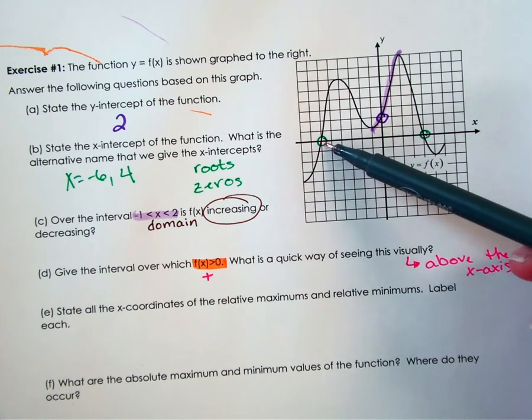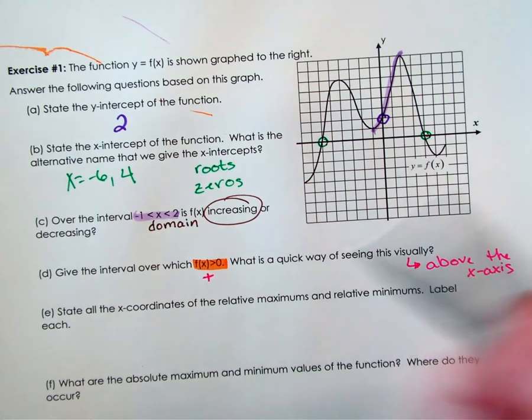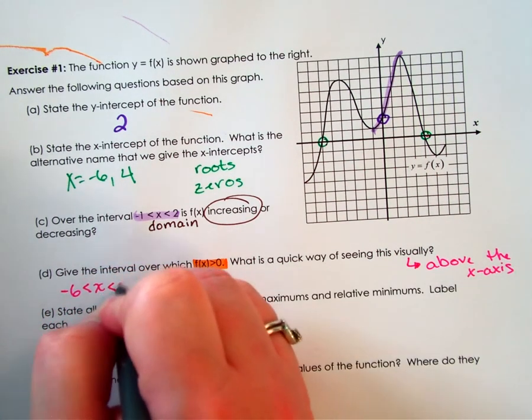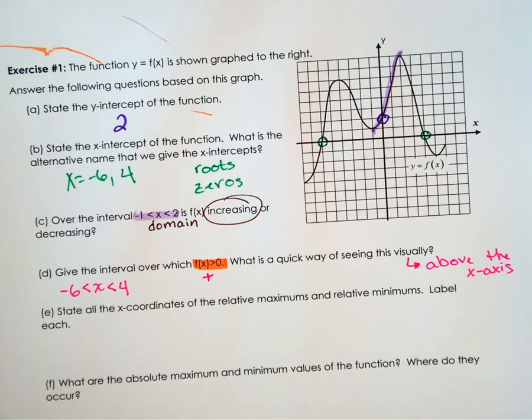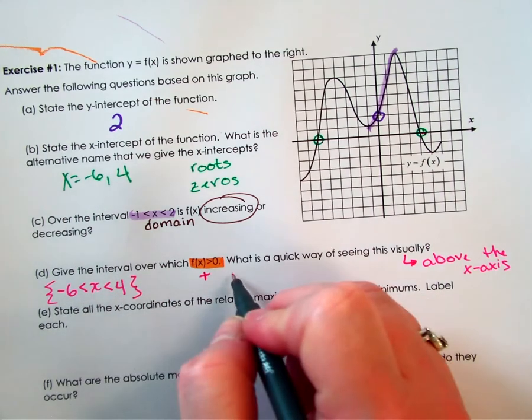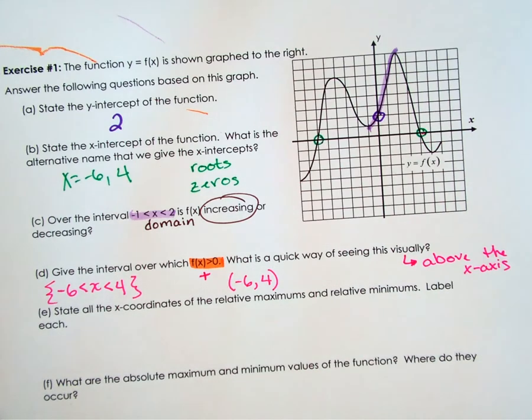So from my left root to my right root, that is when my graph is positive. So my interval would be either -6 is less than x, which is less than 4 if I was using my set notation. If I was using my interval notation, they would be parentheses, because remember, you don't include where it is 0, because 0 is not positive or negative. Okay, it just starts at that number, and it's everything after that.